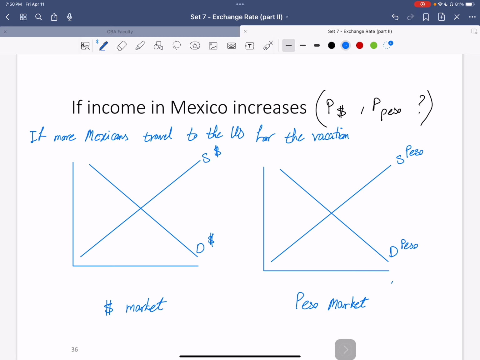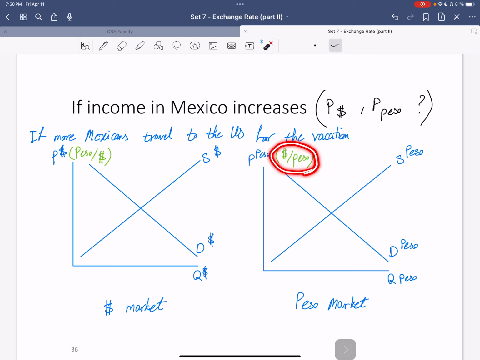Demand for peso, quantity for peso, price of peso, price of dollar, quantity of dollar. I would expect you to know this: the price of peso is dollar per peso, and this is peso per dollar. I would expect you to write these as well, not just price of peso, price of dollar. I want to see this.